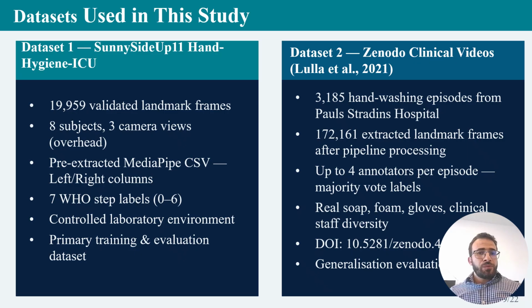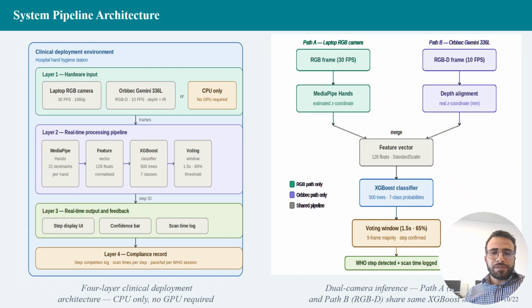The dataset used in this: we use SunnyDeep, open source on GitHub, with 19,000 landmarks. For the subject videos, we use the 3-camera view, and I used all of them at the same time to get a higher collection, because that set is small compared to Zenodo. Zenodo has more than 3,100 videos, around 200 episodes, about 18 GB as a bulk dataset.